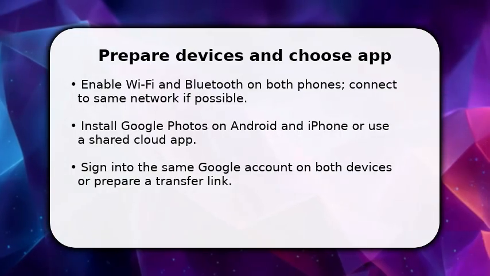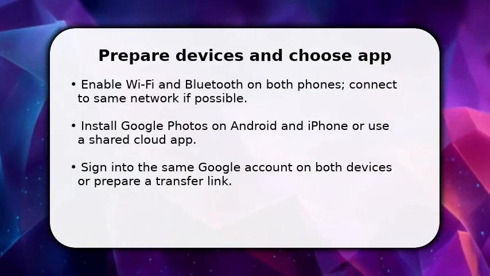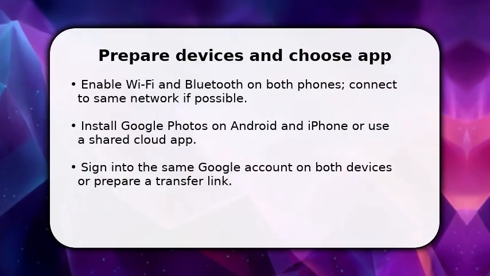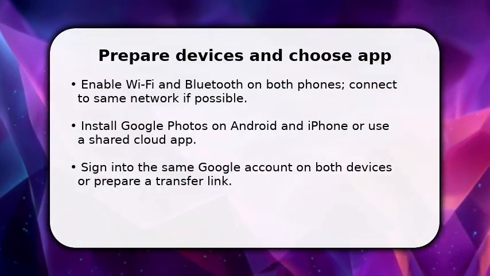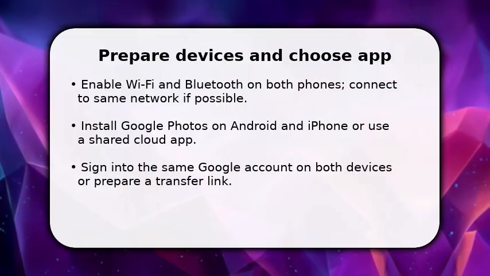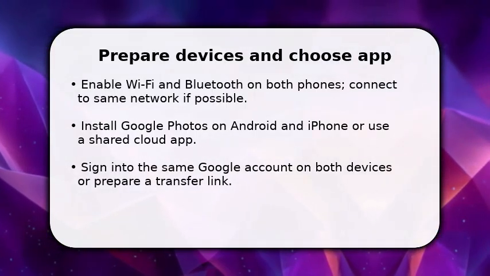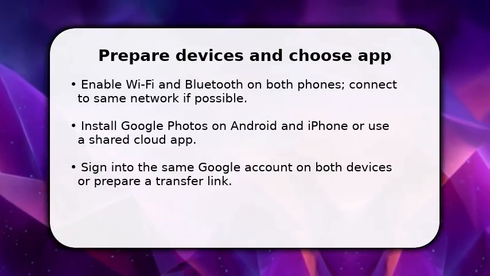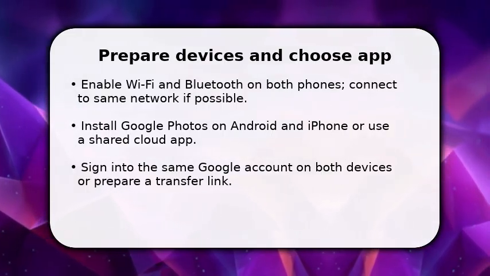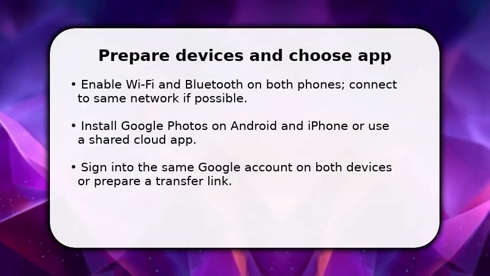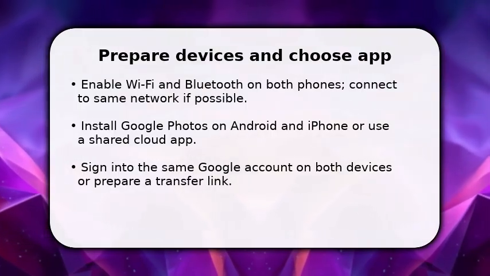You'll start by readying both devices so the transfer is fast and reliable. Turn on Wi-Fi and Bluetooth. Make sure both phones are on the same network to avoid cellular limits. Install Google Photos on the Android and add it to the iPhone, or pick a cross-platform app that supports shared albums. Sign into the same Google account on each device, because once done it lets you sync instead of manually moving files. That's faster and preserves quality.